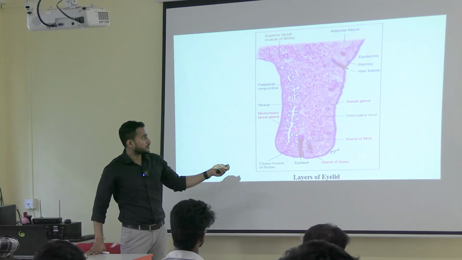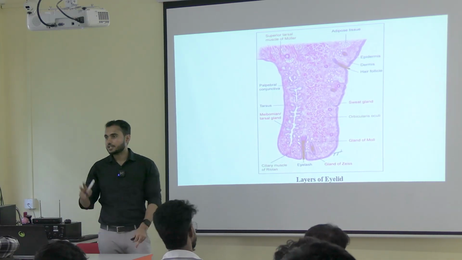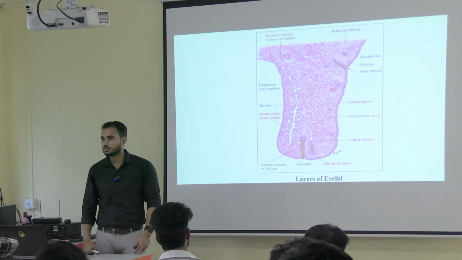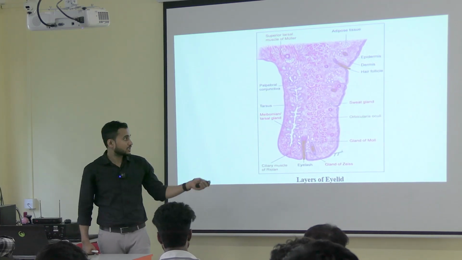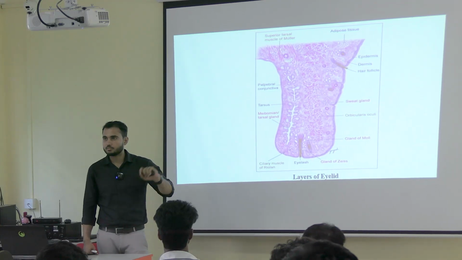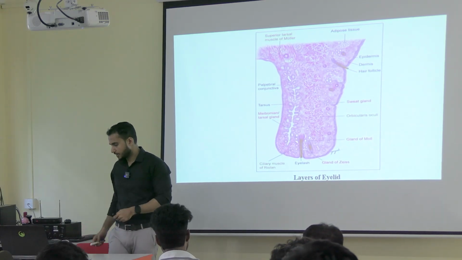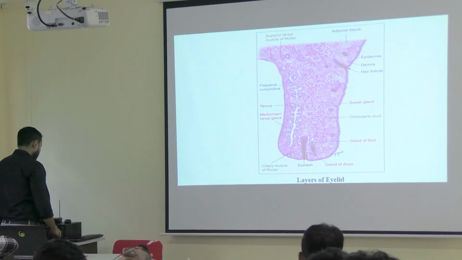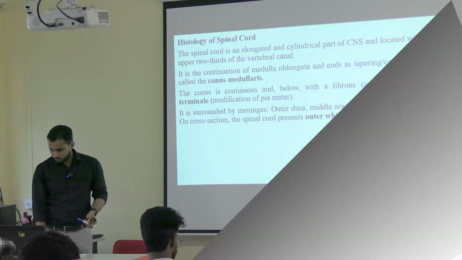So this diagram you have to draw. In case of the eyelid, two diagrams you have to draw. This one and the previous one, the first one which I have shown. You have to draw both diagrams. This you will draw with H&E pencil, the previous one with normal pencil. That is all about the eyelid. Next topic is spinal cord.